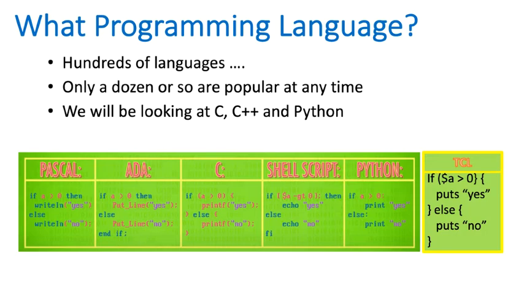So which programming language do we use? There are hundreds of languages available at any one time. Only a few are popular. In this course, in this boot camp, we deal with C, C++, and Python. The thing about programming languages, if you learn to program in one, you pretty much can program in any language. They're all very similar. It's just the syntax of the programming language that changes.